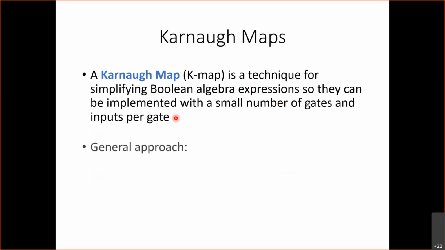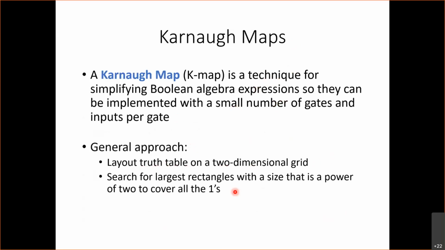And the general approach of a Karnaugh Map is as follows. We're going to take a truth table and lay it out on a 2-dimensional grid. And then after we do that, we're going to start searching for the largest rectangles in the grid whose sizes are a power of 2 until we cover all the ones in that grid. So let me give you an example.